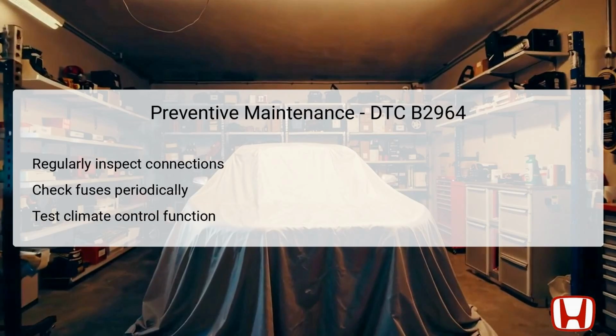Preventive maintenance is essential in avoiding future occurrences of DTC B2964. Regularly scheduled inspections of all electrical connections in the climate control system can prevent loose or corroded wiring that may result in communication failures. Additionally, periodically checking fuses, particularly fuse number D9, ensures that any blown fuses are replaced before they can cause further system damage.